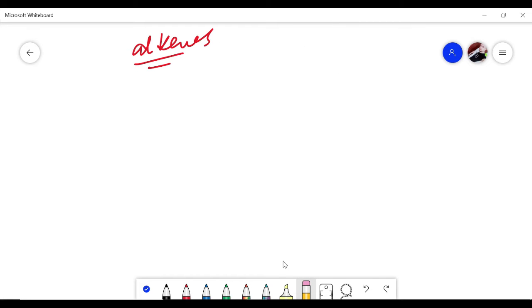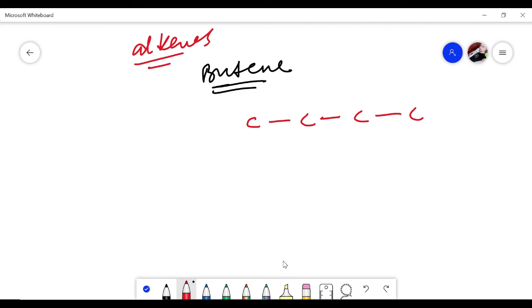I'm picking up butene. The common name is butene. Let us see how many kinds of butene we find. Butene has the formula C single bond C single bond C. First of all, when you're writing, you have to write a single bond. Now put a double bond. It is C4H8.